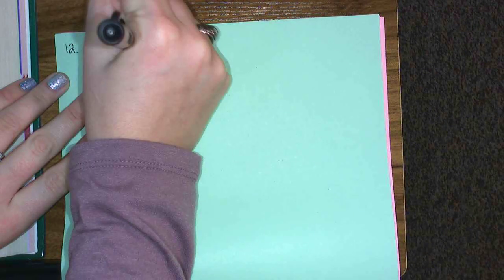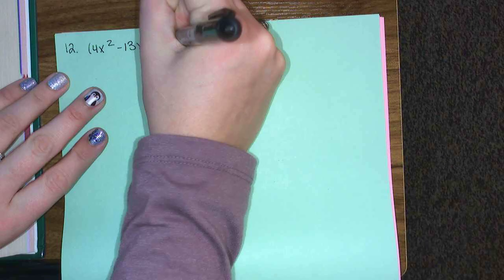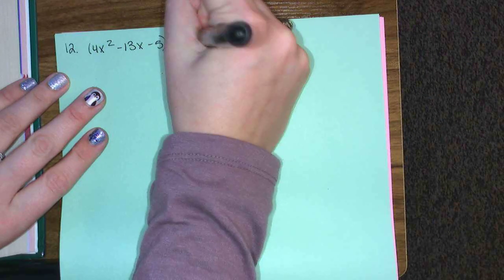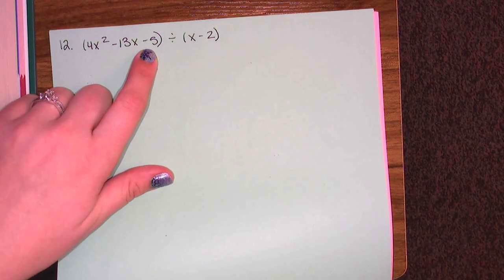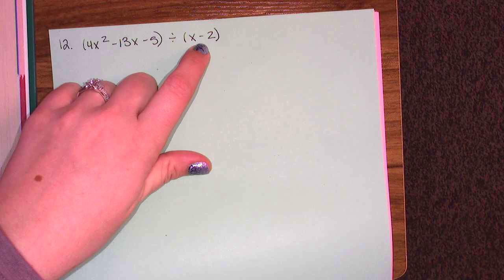So synthetic division is 11 through 18, so let's start with 12. Four x squared minus 13x minus 5 divided by x minus 2. Okay, so am I missing any terms? Okay, I'm not missing any terms. And is this in the right form to be able to use synthetic? Okay, it is. So that's always the first two things you want to look at, because if not, you need to fix that or realize, oh, I can't use synthetic.